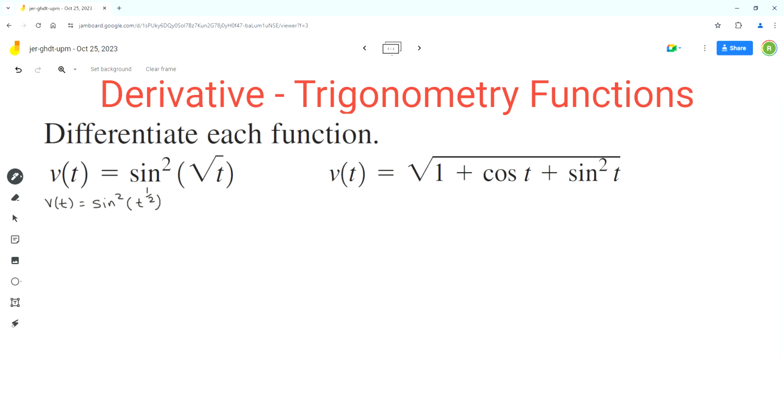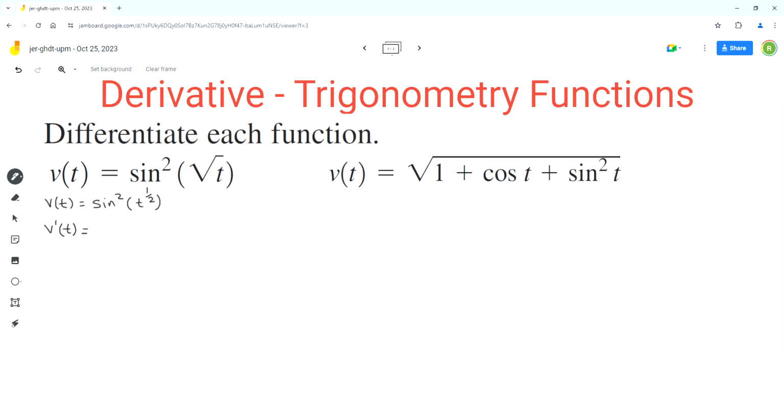Now this function is a composite function. So there is a square function on the sine, which is a trig function, and there is this term t with the rational exponent 1 over 2. So we'll have to use chain rule to find the derivative of this function. So as per the chain rule, we'll start with the derivative of the outer function, which is the square function, and we'll have to use the power rule to find the derivative.